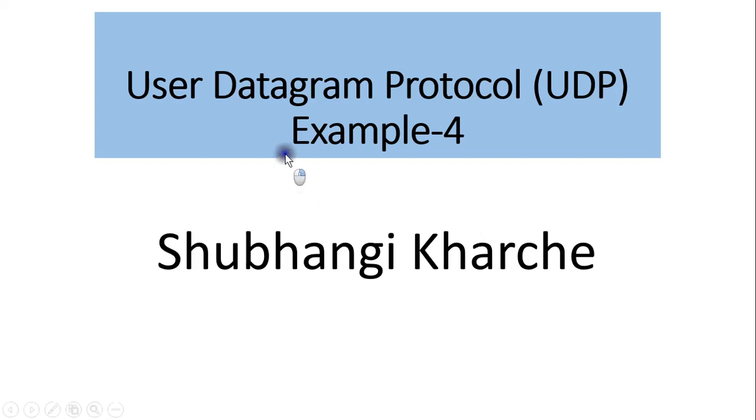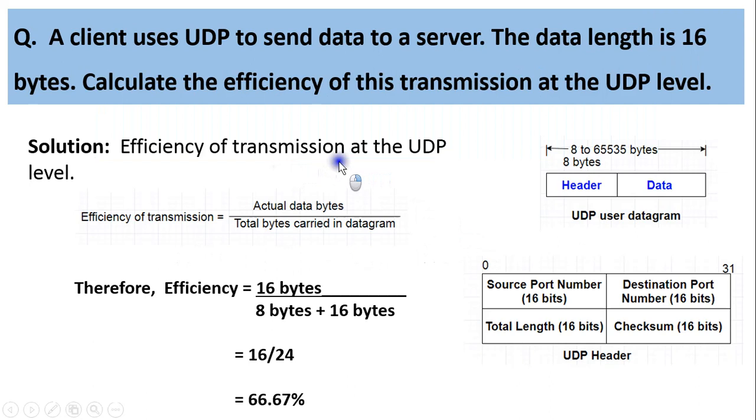Hello everyone, in this video I am going to explain an example on user datagram protocol. The example is a client uses UDP to send data to a server. The data length is 16 bytes. Calculate the efficiency of this transmission at the UDP level.